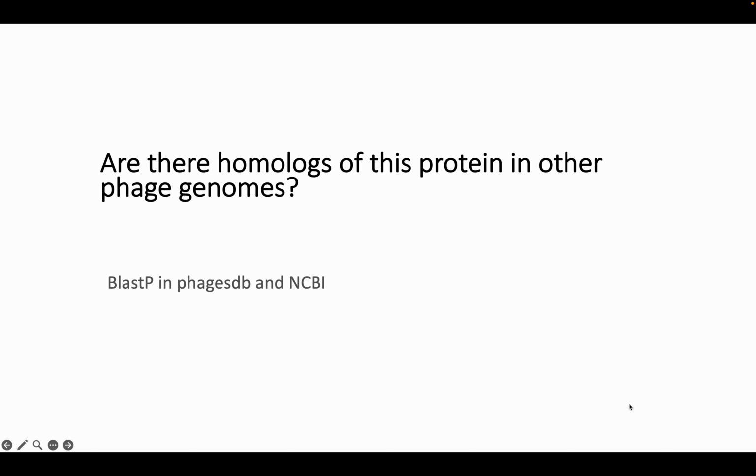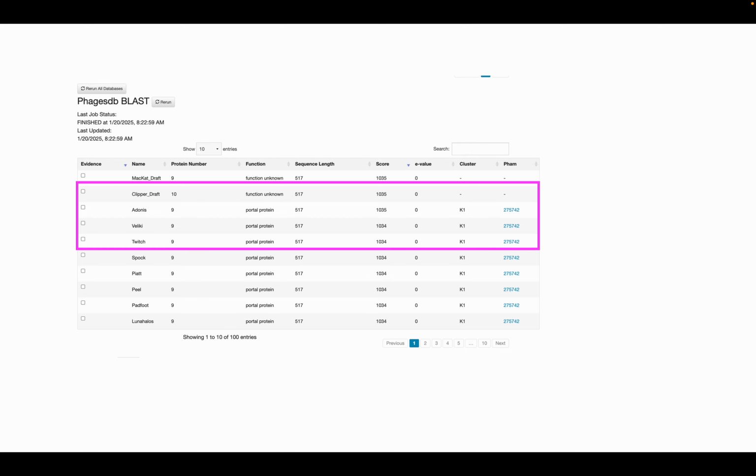Okay, in this video we're going to learn whether there are homologs of the protein we're analyzing in other phage genomes, and we also want to find out what functions people were assigning for that particular protein family. We'll use BLASTP in both the Actinobacteriophage database and the GenBank NCBI database, but we're also going to go to the PhagesDB page for that gene family and look at the list of functions assigned to that family. So let's start with what we see in Pecan.